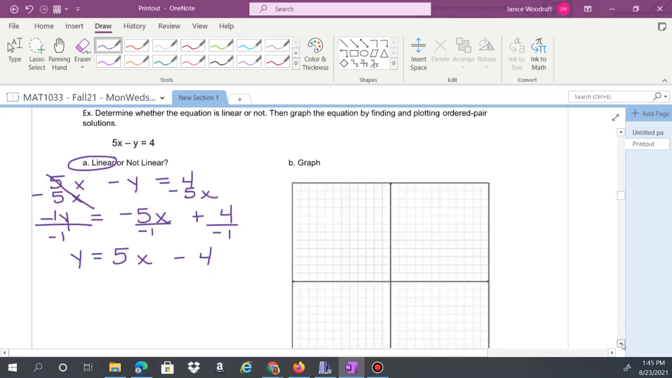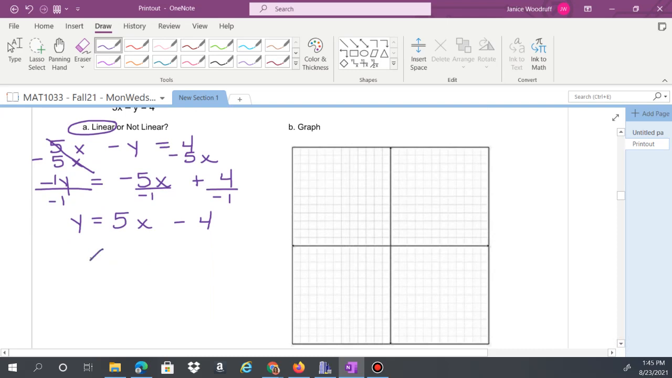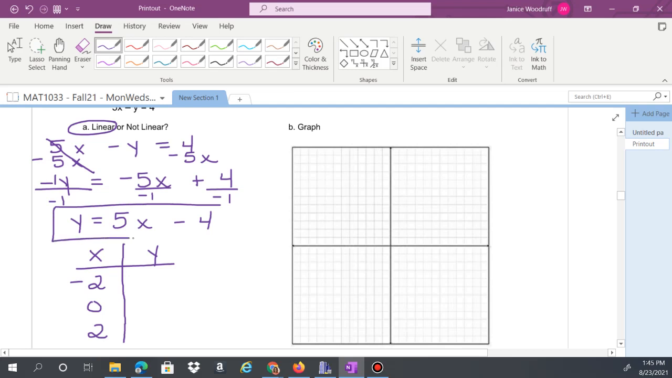Then I want to plug them in and solve. In your homework, they're going to give you x values to use. Here you can pick if you want. So let's say if they give you negative 2, we'll do 3 of them, 0 and 2. You have your table of values. You're plugging those into this equation right here, and then you're plotting the ordered pairs.